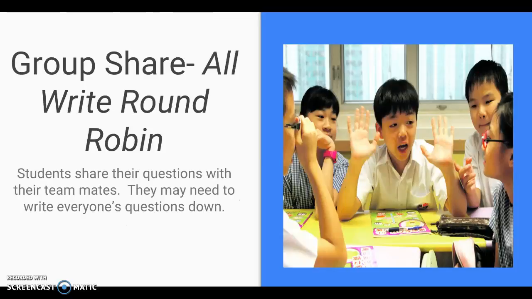When they've all had time to do this, then in their teams that they're going to be working on for the unit challenge, they should be doing what's called a write round robin, where each person in the group will share what questions they wrote. The rest of the group will either listen to the questions and take note of which ones they like the best, or they will write each other's questions down. That most likely should be a teacher decision, whether they should write all the questions down or just listen.